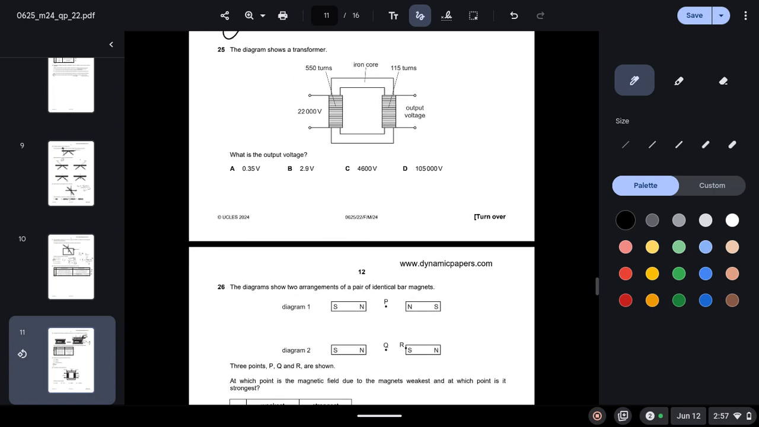The diagram shows the transformer. What is the output voltage? So you can do this using the ratio that we have, which is primary voltage over the number of primary turns is equal to secondary voltage over the number of secondary turns. So VP you have is 22,000, number of turns is 550, secondary voltage you have to calculate, number of turns you have is 115. So when you solve this, you get Vs as 4600 volts.